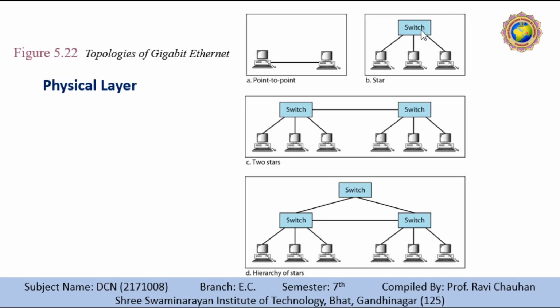Another possible configuration is to connect several star topologies, or let a star topology be part of another, as shown in this figure. Fine. So you can see there are two switches connected, and 3 switches are connected in this fashion. So it is a 2 star topology over here. Over here a hierarchical star topology is used.